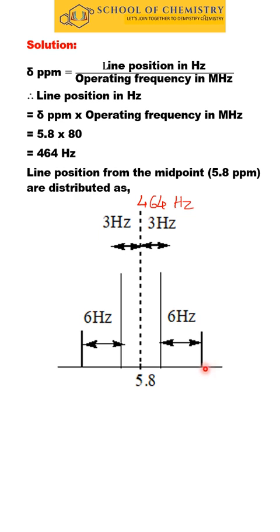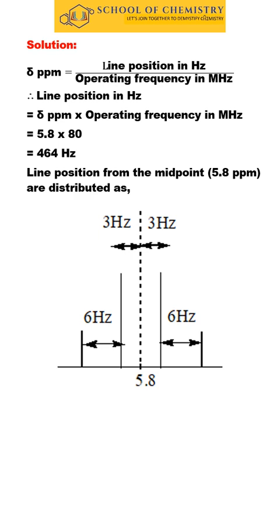For that, the other value that they have given is J, the coupling constant, 6 hertz. That is nothing but, in hertz, the spacing between any 2 adjacent lines in a quartet or a split peak. So if it is 6 hertz here, this one will also be 6 hertz, and this difference will also be 6 hertz. Now if you consider this to be the midpoint, these 2 peaks will be 3 hertz away from this midpoint. So these 2 will be 3 hertz and 3 hertz.